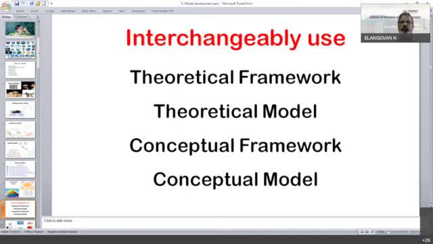So let me ask you, can anyone tell what is the difference between the theoretical model and a conceptual model? Does anybody have an answer for this? What is a theoretical model and what is a conceptual model? Is there a difference between these two? Any answer?